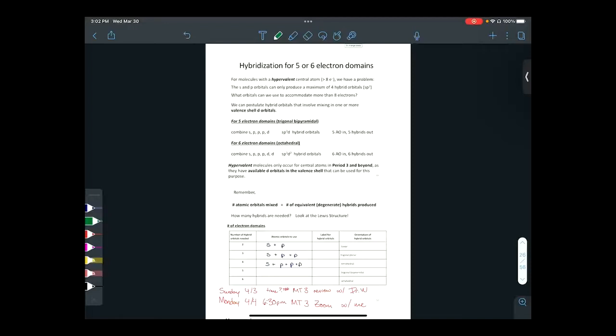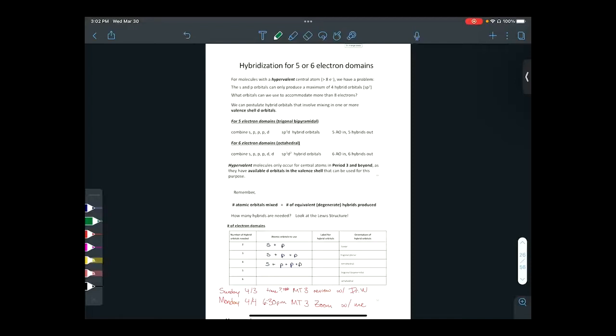So the big idea is that the number of electron domains around your central atom equals the number of atomic orbitals you have to hybridize. And that tells you how many hybrid orbitals you create. If you memorize one thing from this part of the chapter, it's that the number of electron domains equals the number of atomic orbitals to combine, which equals the number of hybrid orbitals you get out.